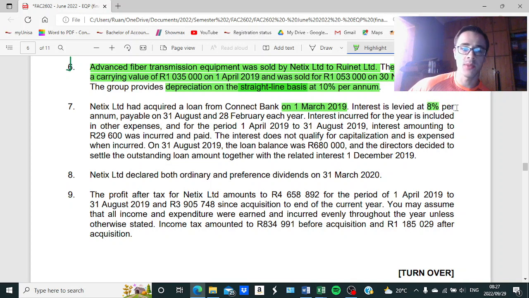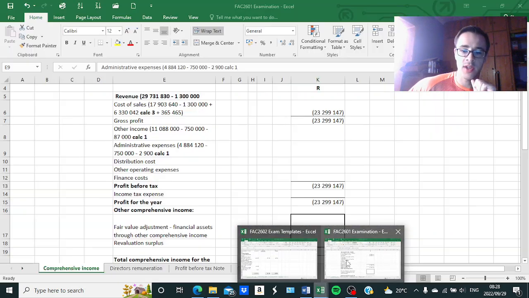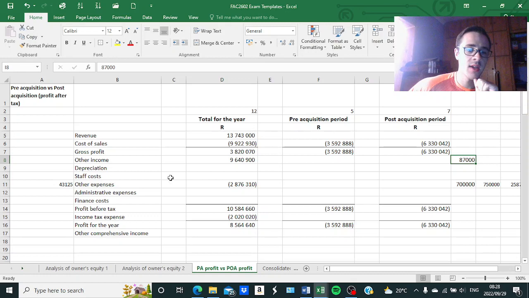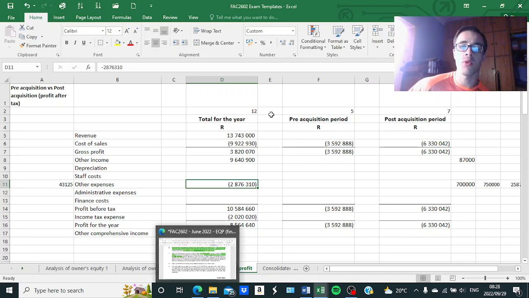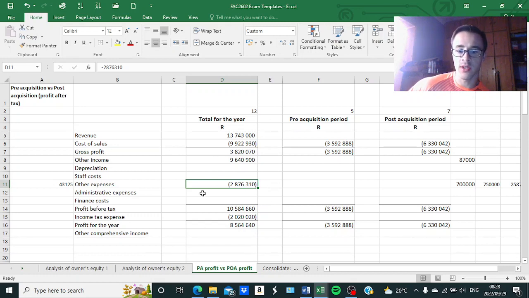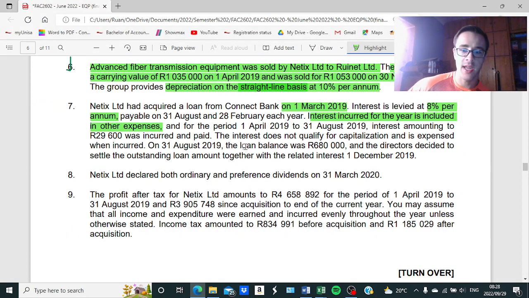Interest is levied at 8% per annum, payable on the 31st of August and 28th of February each year. Interest incurred for the year is included in other expenses. So this means that if you go back to your calculation for the pre and post acquisition profits, this amount right here will include finance costs, and we need to show finance costs separately in our financial statements. So we will calculate the total finance costs for the year, which is included in other expenses, and then we need to remove that portion and display it here. But let's read the information from beginning to end.